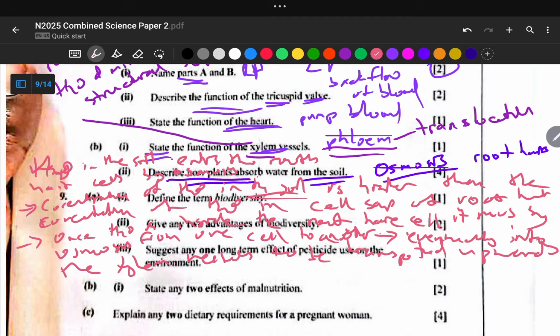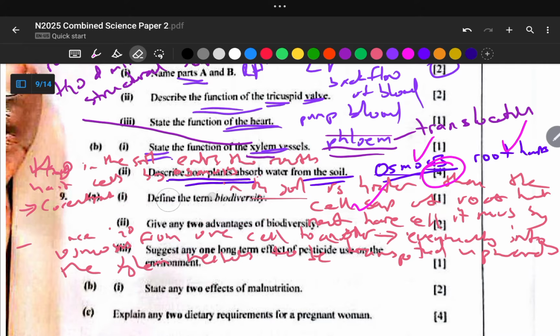And then you are done, all the 4 marks, right? So the first part: osmosis, root cell, concentration gradient, and then the xylem vessels, and you are good to go, right? So we're going to answer number 9. So I'm going to clear here. Number 9 says define the term biodiversity.